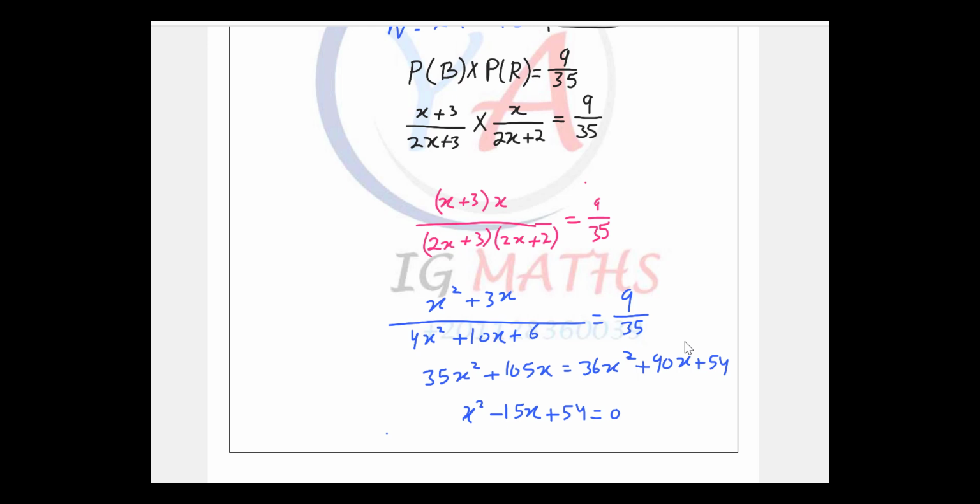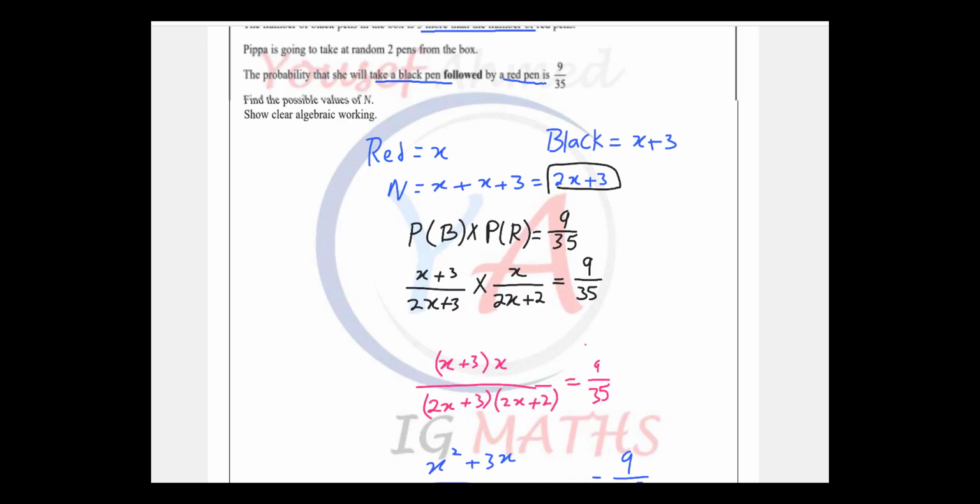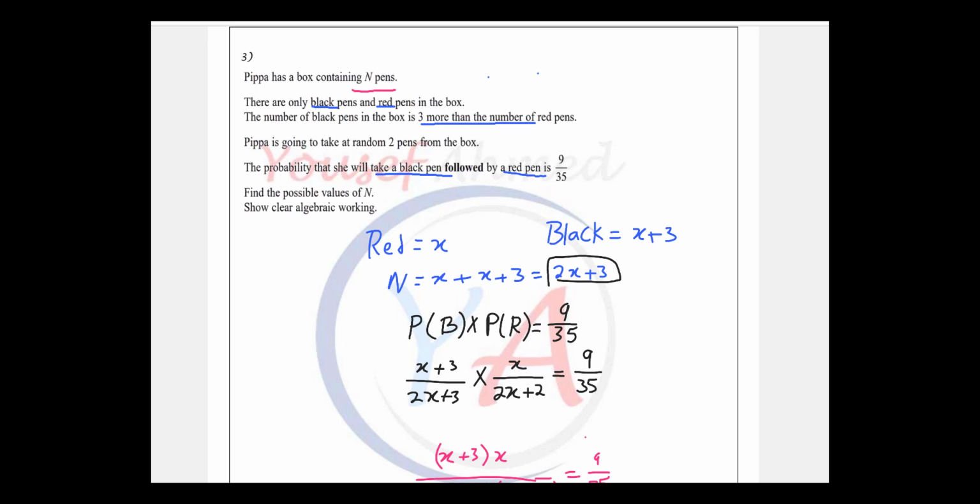We can use the calculator. 1, and then we have minus 15 and 54. It gives either 9 or 6. So the values of x are 6 or 9. Let's get back to the question to see the assumption we have done, 6 and 9. So the red has the values 6 and 9.